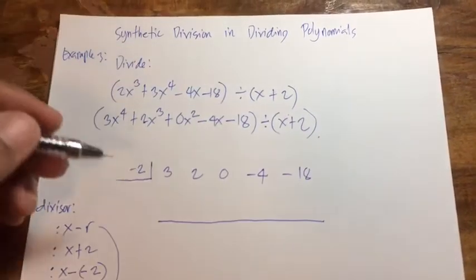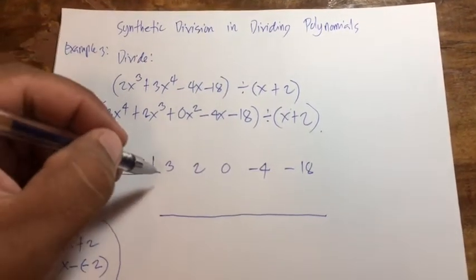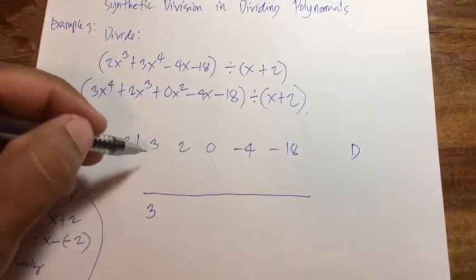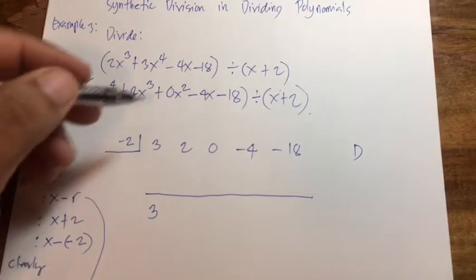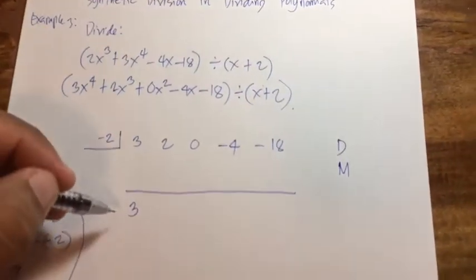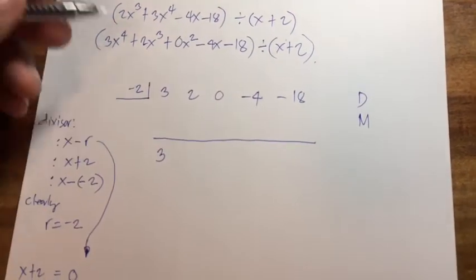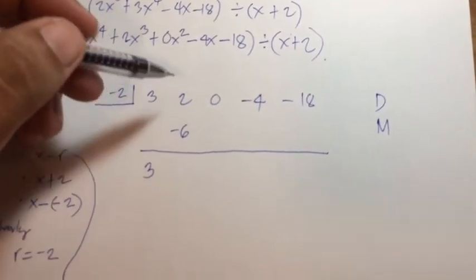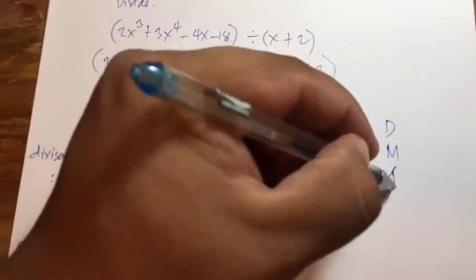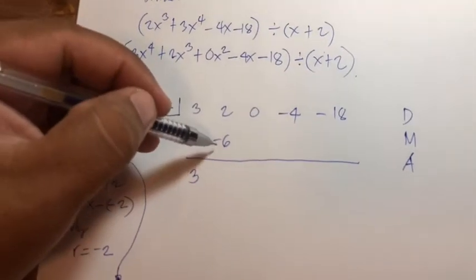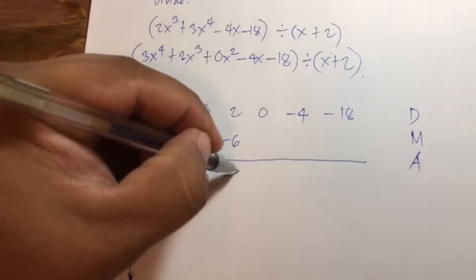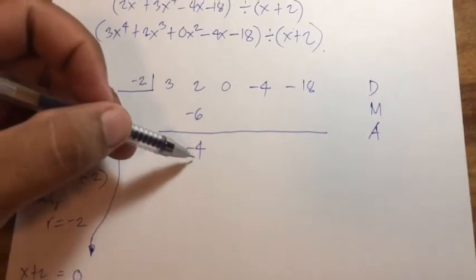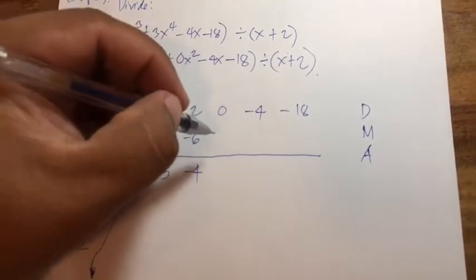Write this line. Okay. Drop 3. After dropping 3, we will what? We will multiply. 3 times negative 2 is negative 6. Then we have our second column. We will add 2 plus negative 6 is negative 4. Negative 4 times negative 2 is 8.